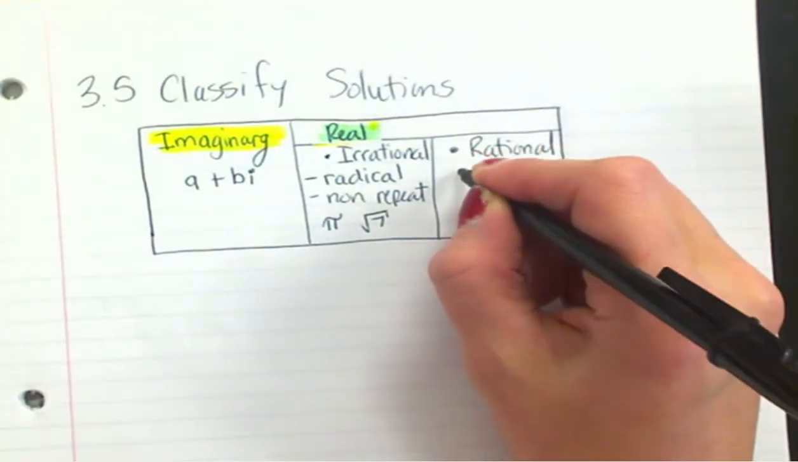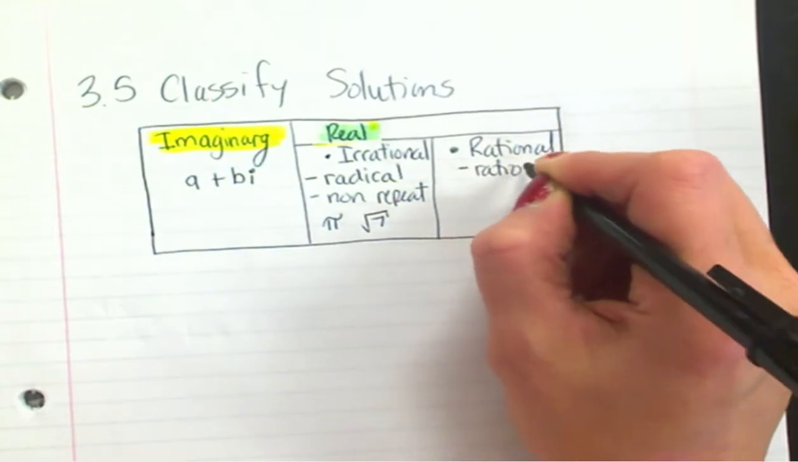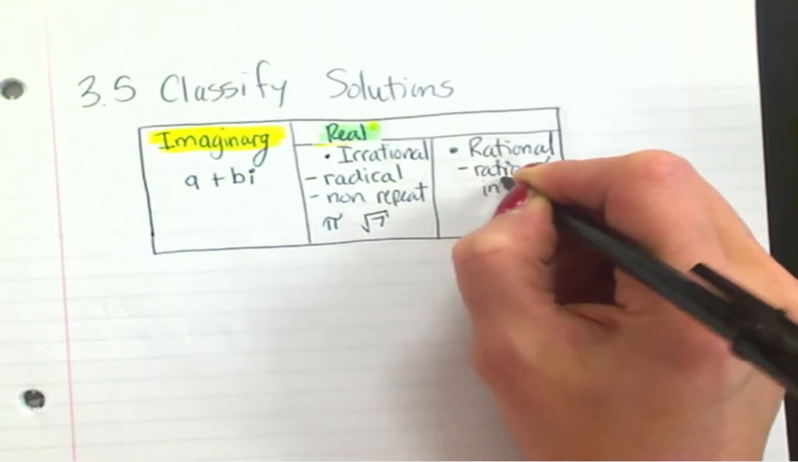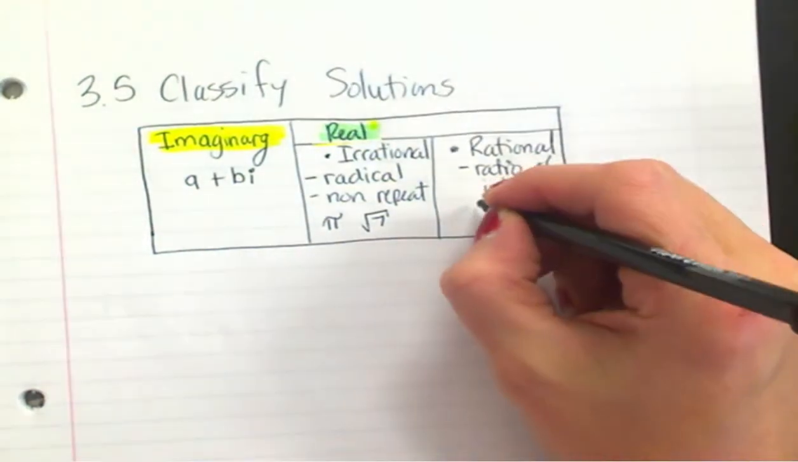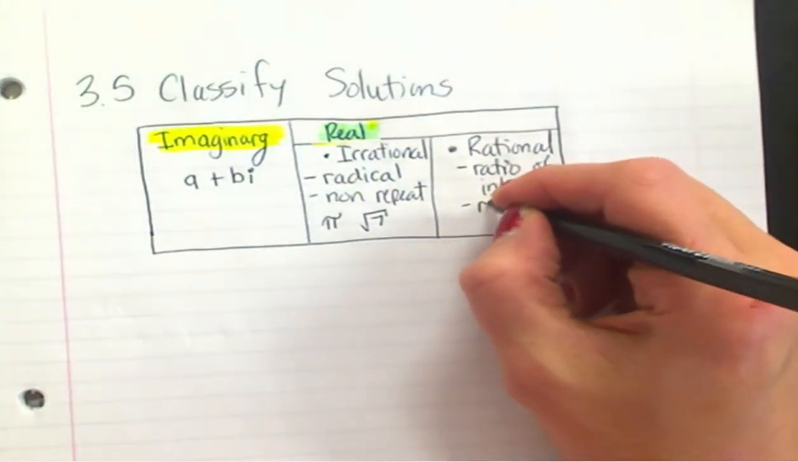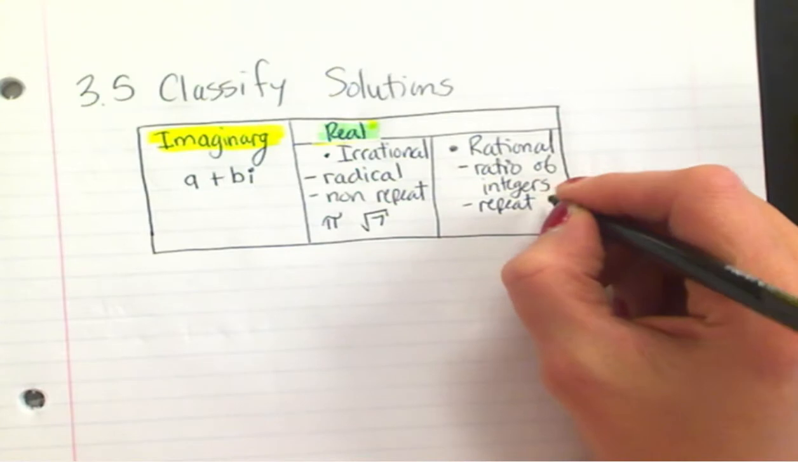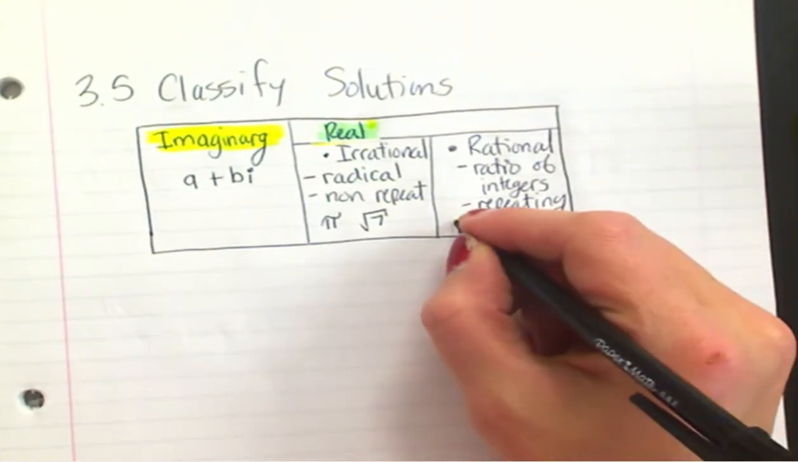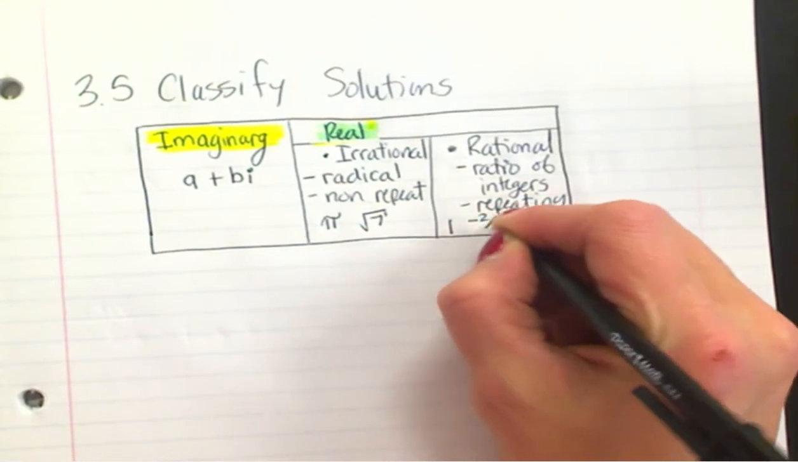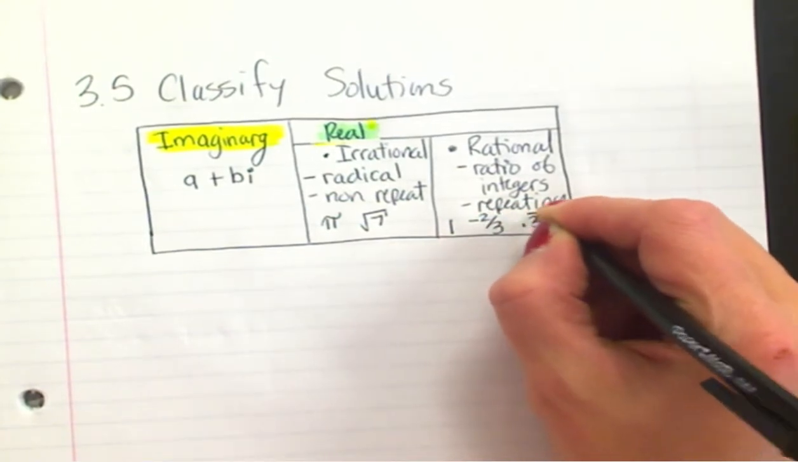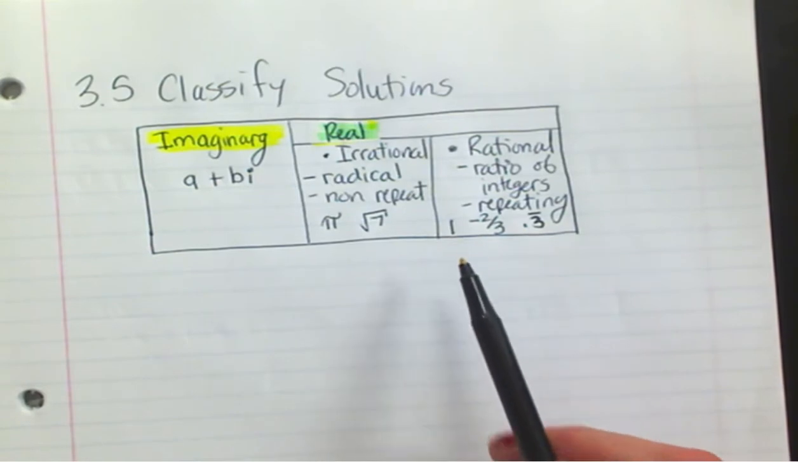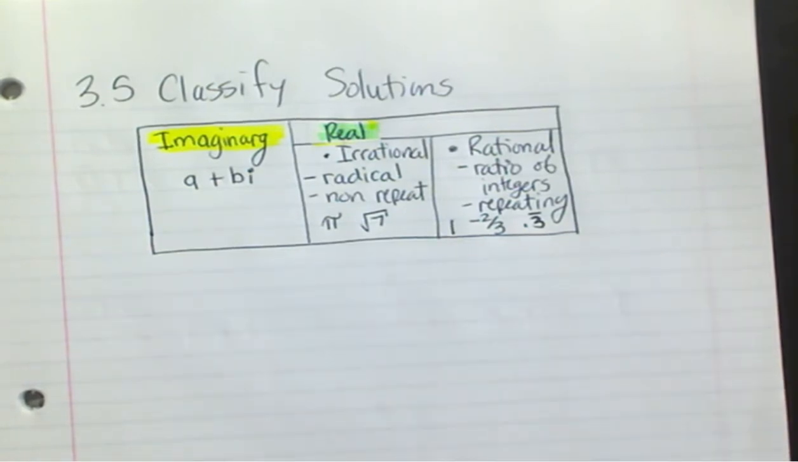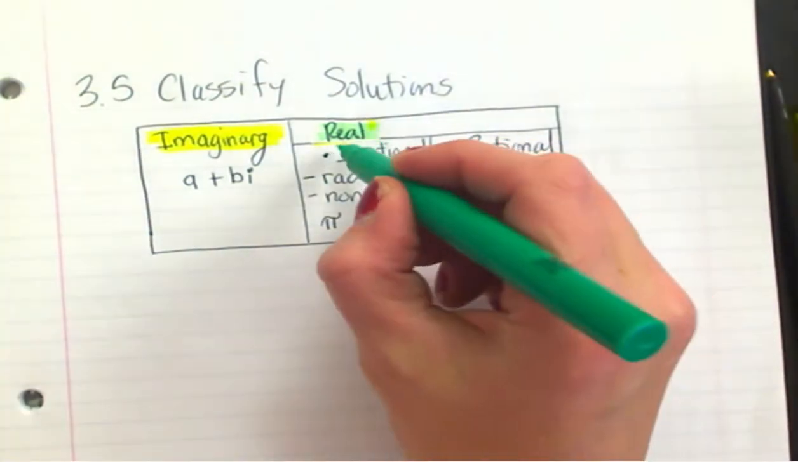Okay, rational is the other choice, and this is ratio of integers. Or repeating decimals. Okay, for example, 1, negative 2/3, 0.3 repeating, because 0.3 repeating is really 1/3. Repeating decimals can be written as a ratio of integers, which means fraction. Okay? These are my only choices.